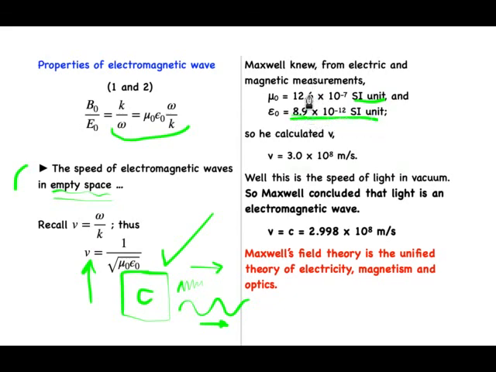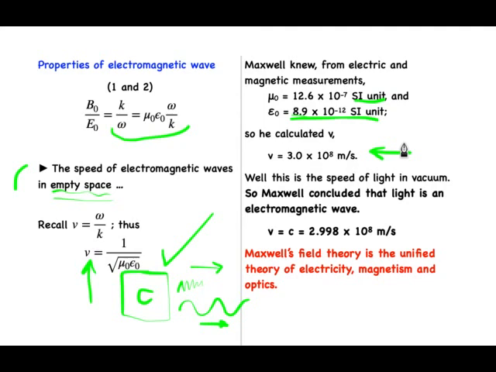So Maxwell had this result, and he plugged in these numbers, and he calculated 1 over the square root, and he found 3 times 10 to the 8 meters per second. And he knew that's the speed of light. That's the speed of light in air.